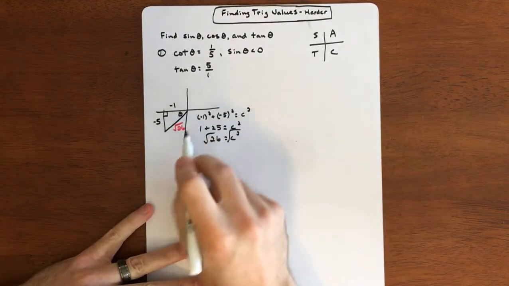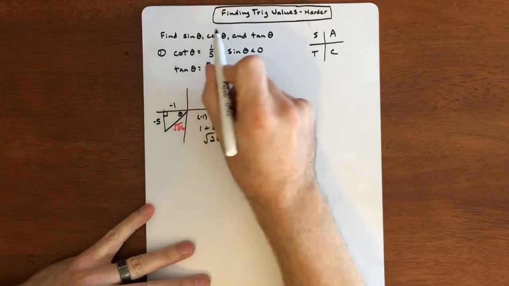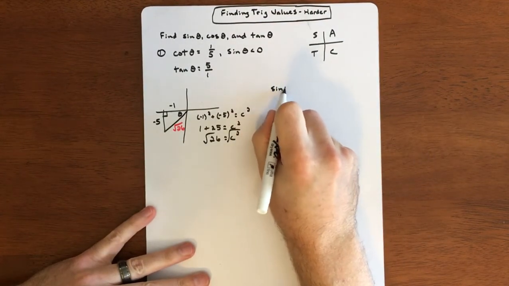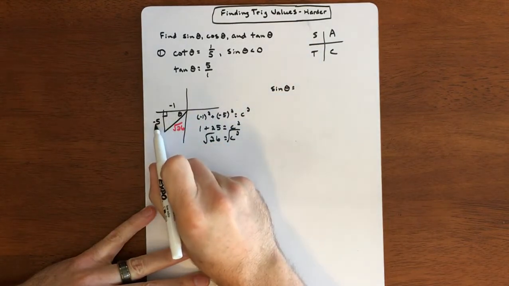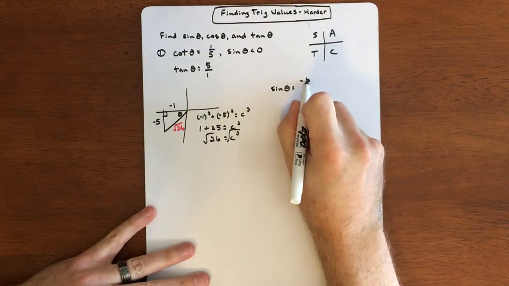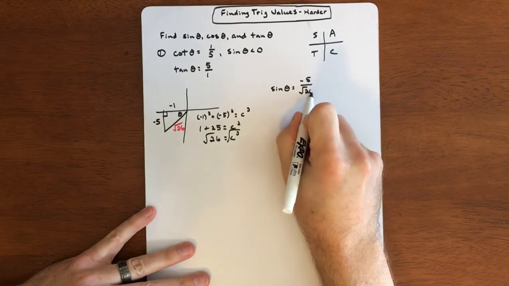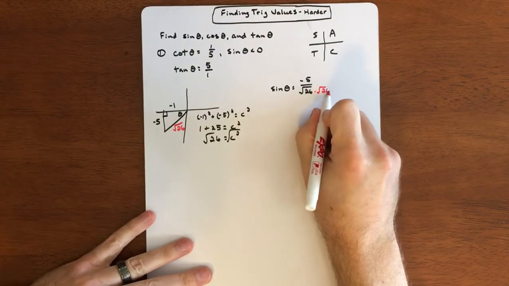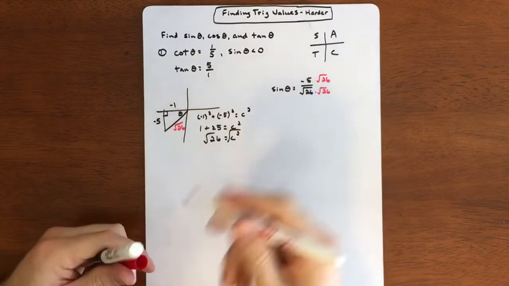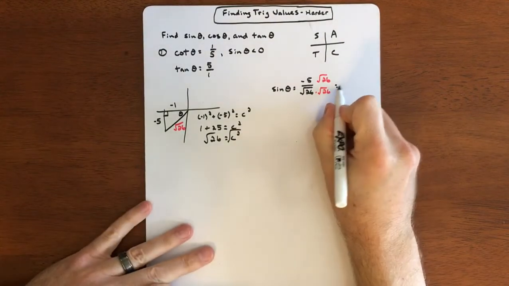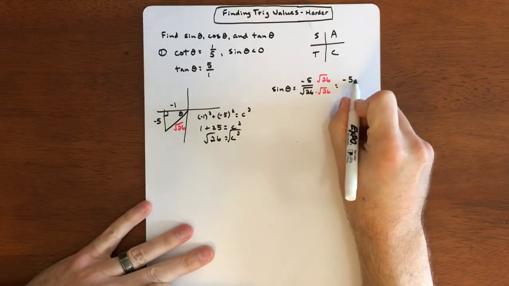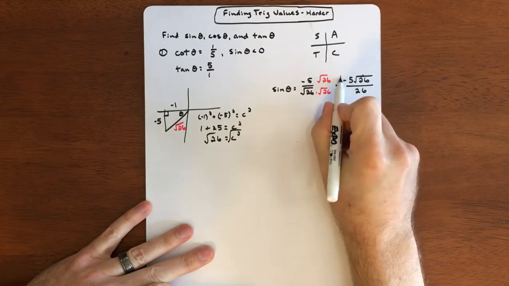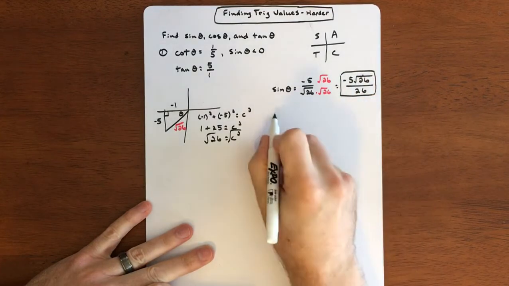We're going to have to do some cleanup though, because our hypotenuse is a square root, so sines and cosines we're going to have to clean up. We'll do sine of theta equals opposite over hypotenuse, so -5 over square root of 26. But we need to rationalize the denominator, so we'll multiply by square root of 26. That gives us -5 square root 26 over 26. So there's sine.